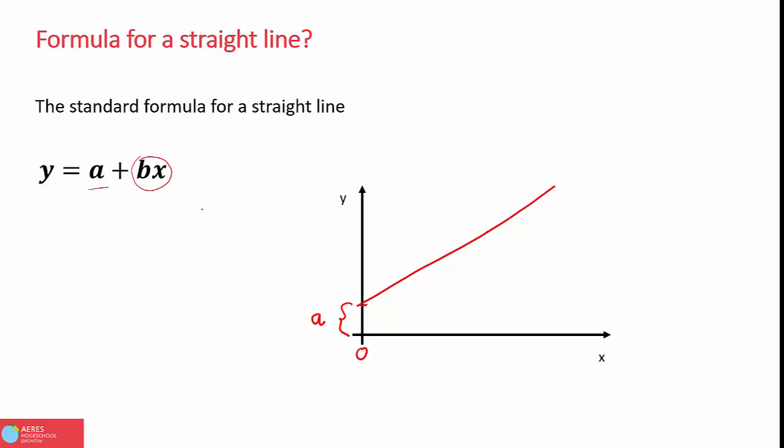Now, b is the derivative of our line. So if I make one step on the x-axis, how much is my y value going to increase? So the steepness of this curve is represented by b.